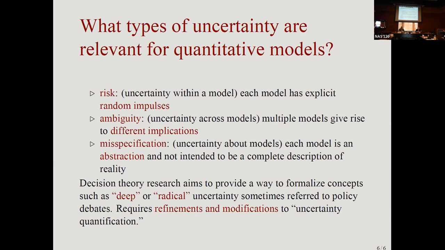So each model has random impulses, and they give us a source of risk. Ambiguity. Beware the person of one model. Basically, these are situations where multiple models should be under consideration, and each can give rise to different implications. So ambiguity is this uncertainty across models.